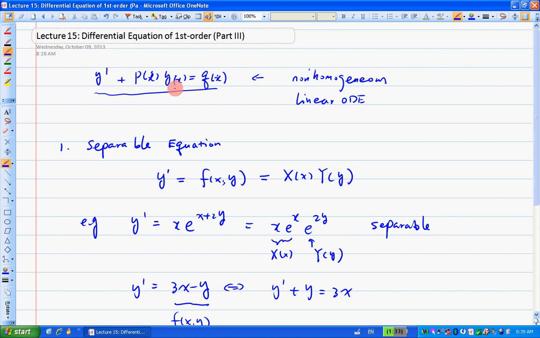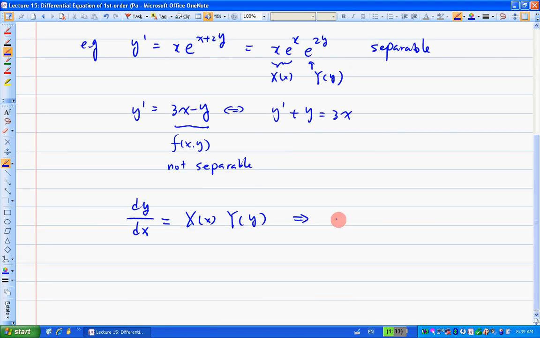As a matter of fact, if you let this term equal to 0, the y prime equal to p(x) y, it actually turns into a separable equation. So here we separate the variables: dy over capital Y, capital X, small x, and dx. This is what you call separating variables. Then you integrate. That's basically the approach here.